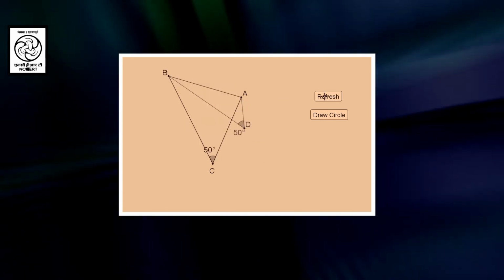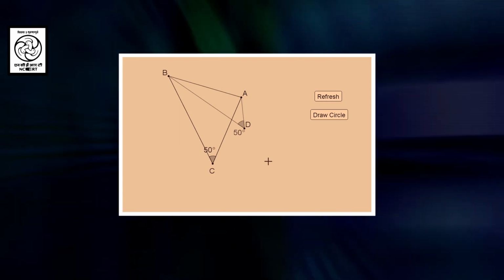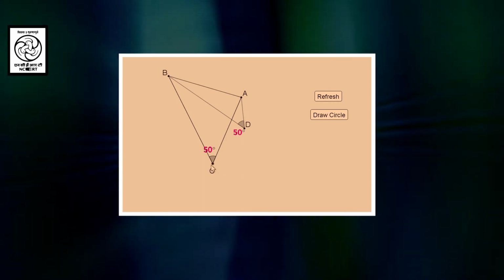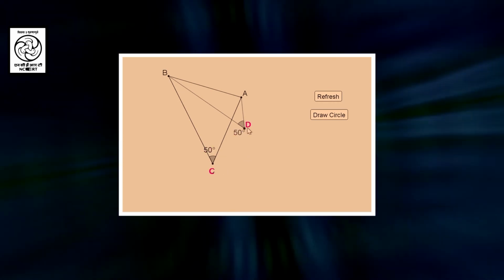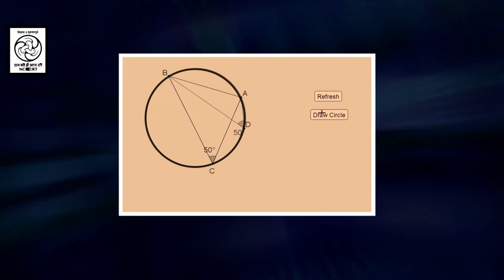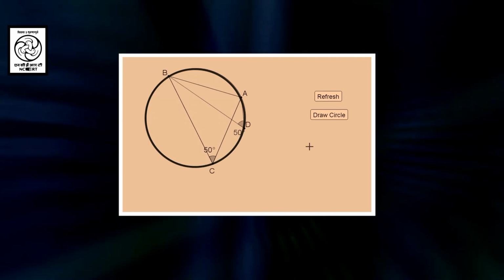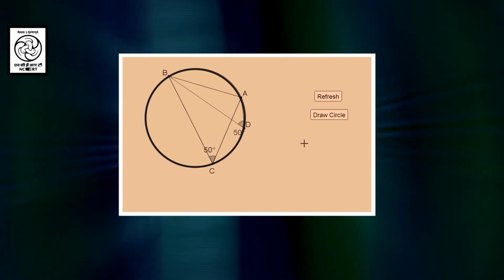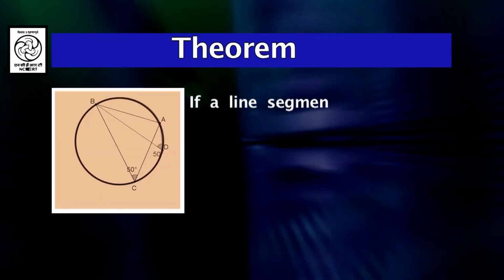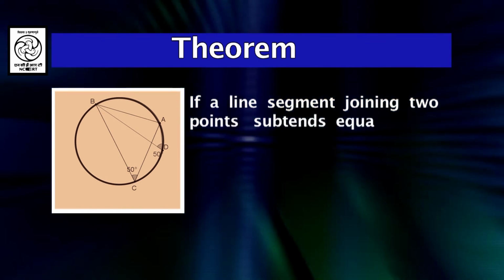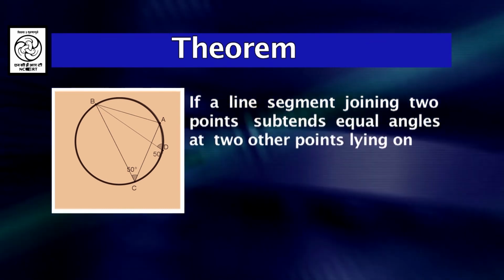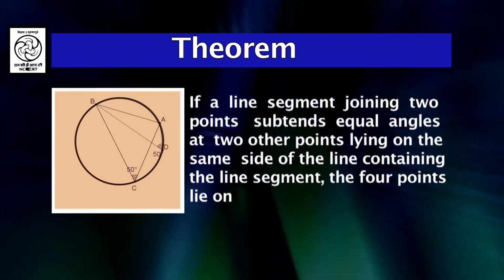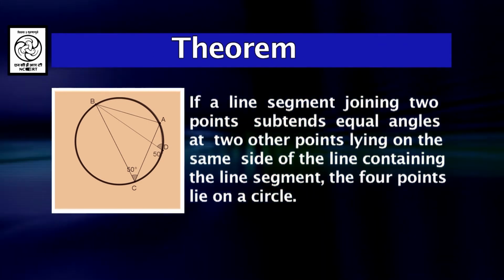Let us try one more time. Now, this time line segment AB subtends angle 50 degrees on point C and point D. Again we draw a circle, the circle passes through all 4 points, and such points we call concyclic points. So, if a line segment joining 2 points subtends equal angles at 2 other points lying on the same side of the line containing the line segment, then the 4 points lie on a circle.